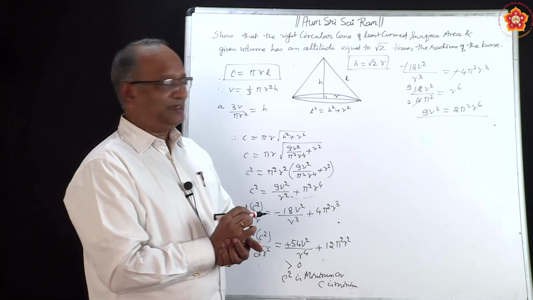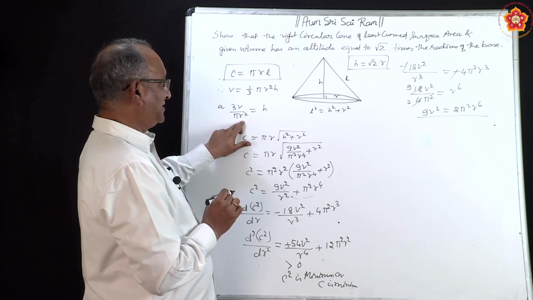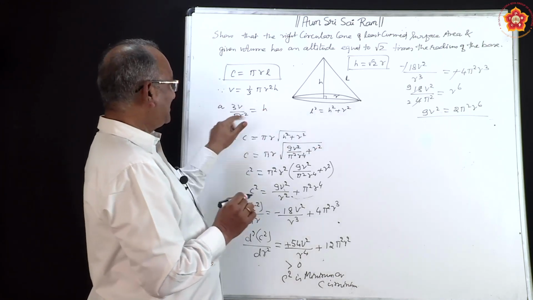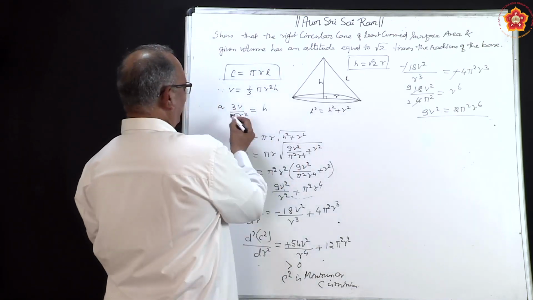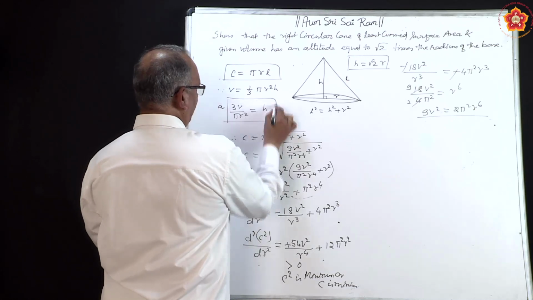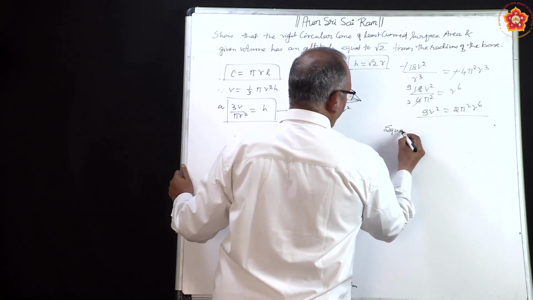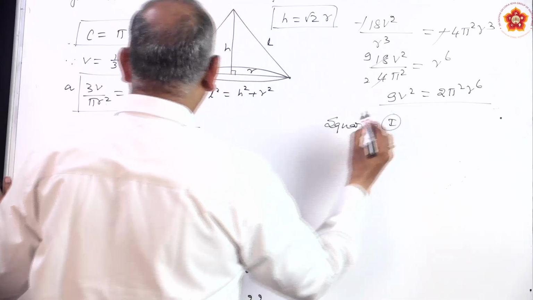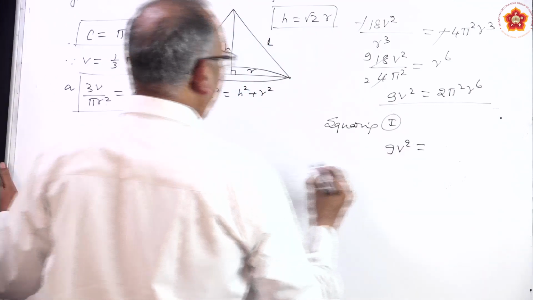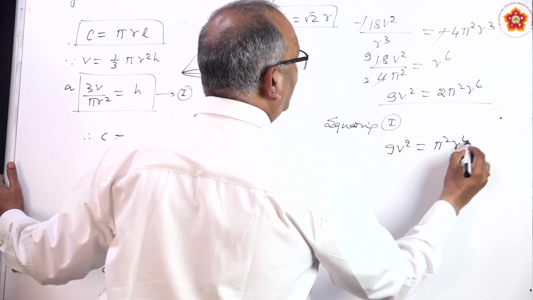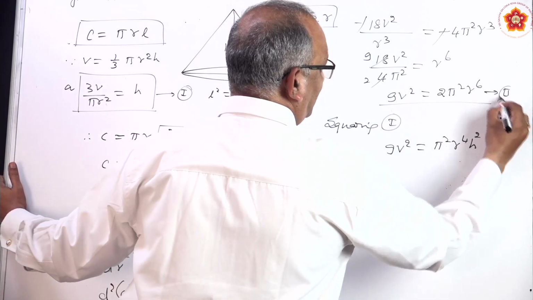We want to find a relationship between h and r. h is this. So if you can substitute that here, in this relation, let us call it 1. Squaring 1, what will you get? You will get 9v² is equal to π²r to the power 4 h². This we can call 2, and this we can call 3.